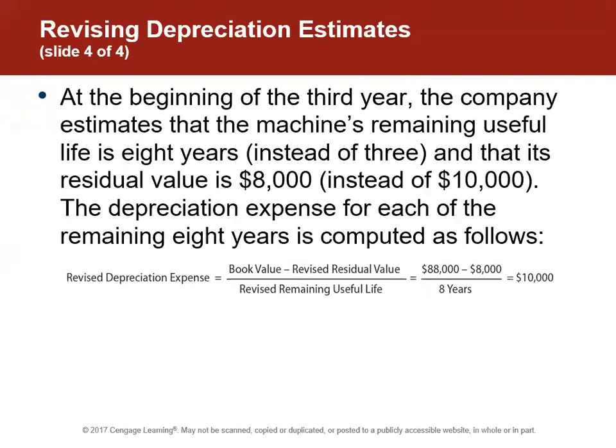So we don't have to go back and mess with what we've already done. We just revise it. We always go book value minus the new residual divided by the new life. So it's really the same formula. You just have to know what the book value is. And then from year 3 on, we would have $10,000 of expense.